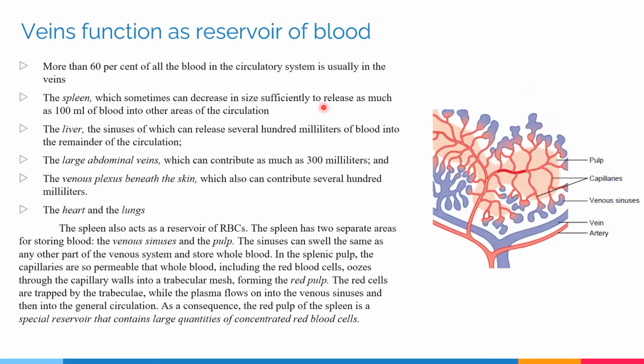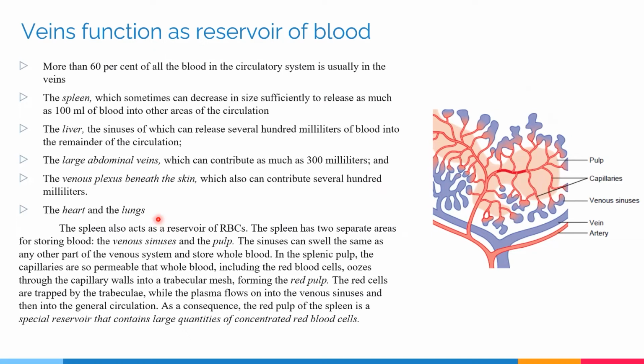Next, we move on to other functions of the veins, which include veins functioning as a reservoir of the blood. More than 60% of all blood in the circulatory system is usually in the veins. The spleen sometimes can decrease in size sufficiently to release 100 millimeters of blood into other areas of circulation. Further, the sinuses of the liver can release several hundred millimeters of blood into the remainder of the circulation. Large abdominal veins can store as much as 300 millimeters of blood. And the venous plexus beneath the skin can also contribute several hundred millimeters of blood. So if there is an injury that causes a decrease in blood anywhere in the system, these sources can be used in order to replenish it.